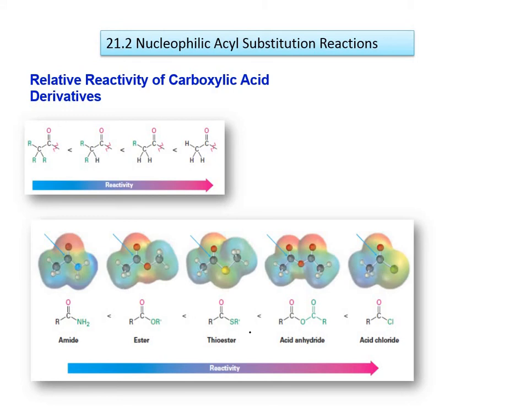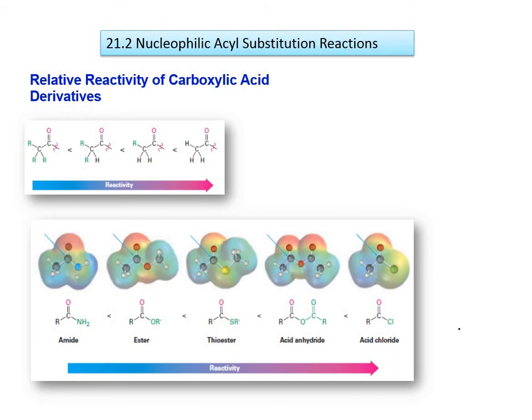The second factor is electronic factors. If you look at different carboxylic acid derivatives here, amides, ester, thioester, acid anhydride and acid chloride, you see that acid chlorides are the most reactive and amides are the least reactive. It's not very visible here, but the blue color in the electrostatic potential map around the carbonyl carbon is more for the acid chloride and less for the amide. What factors explain why this is so? We can explain with electronic factors.